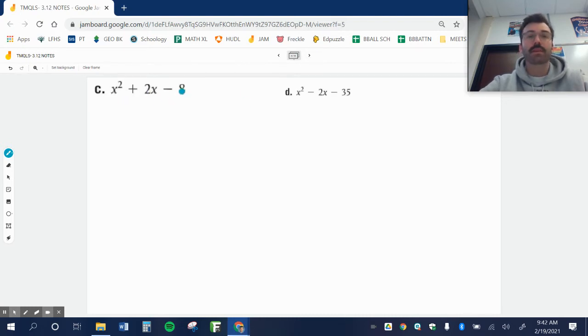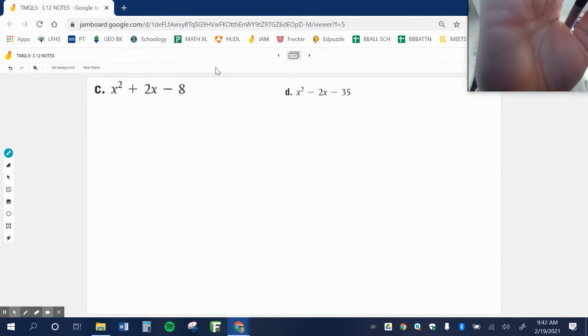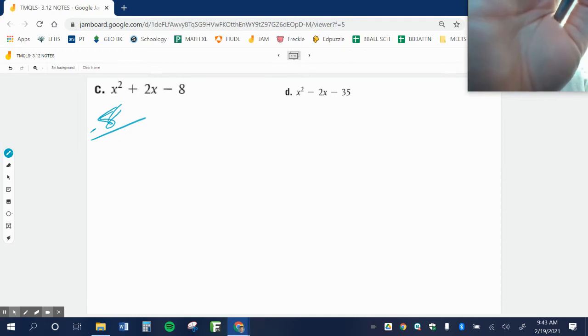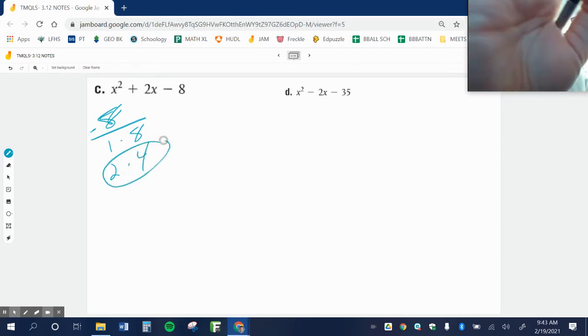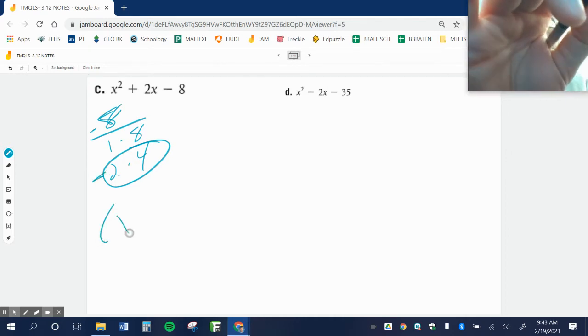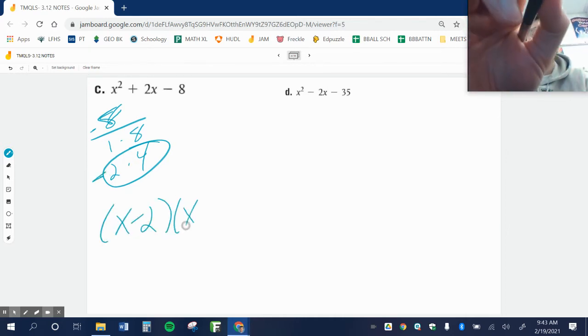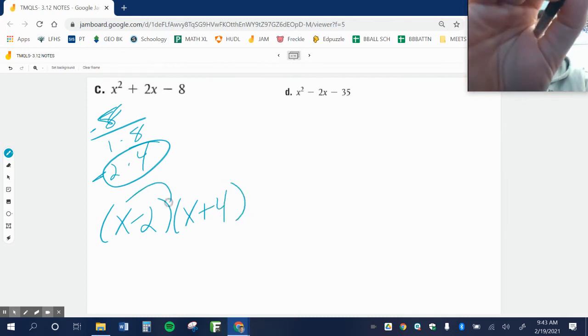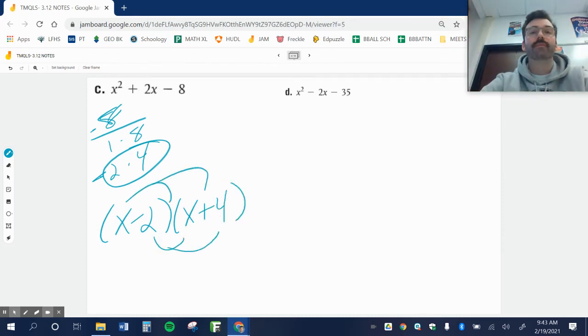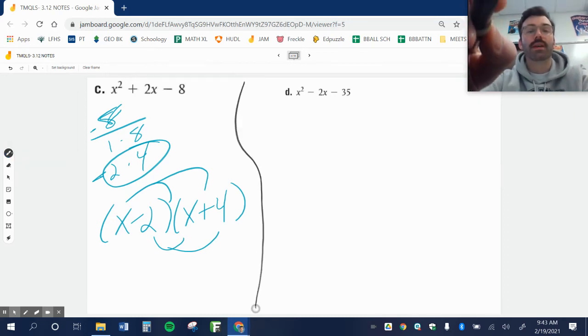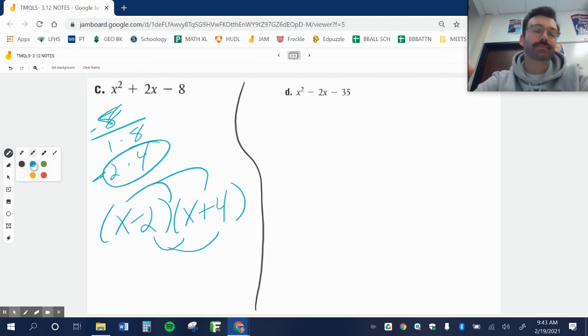Here we go. So for C, I want a -8 now, but a positive 2. That tells me if my final number is -8, then one of these numbers must be positive and one negative. So it is 2 and 4. If I want a positive 2, then this 2 must be negative to get x minus 2. How could I check my work? I could FOIL this out and combine my like terms just to make sure. I think the book asks us to do that. I'm not going to do that.